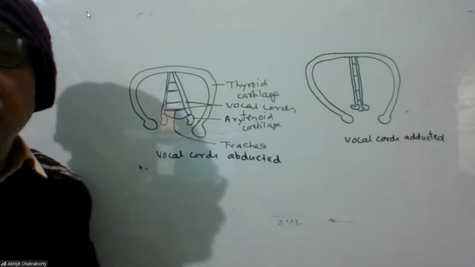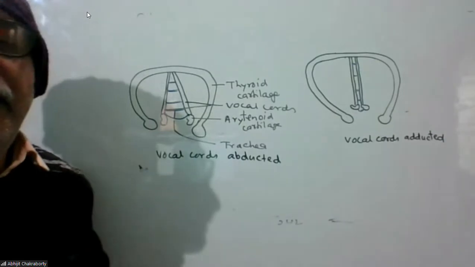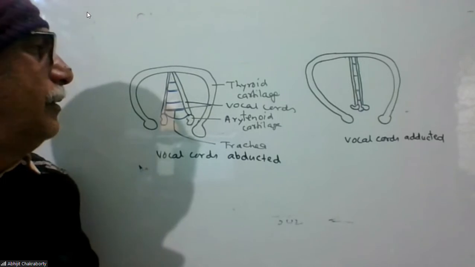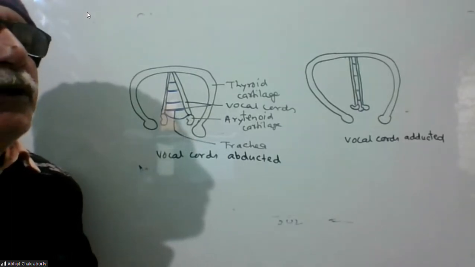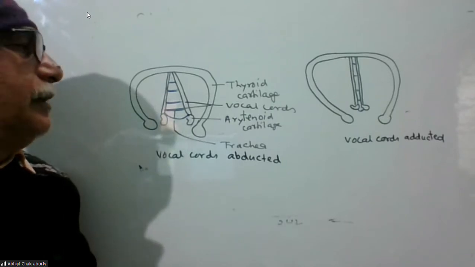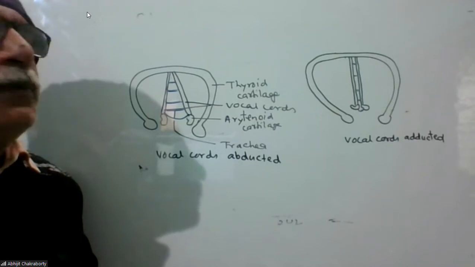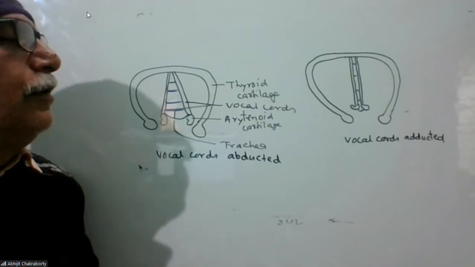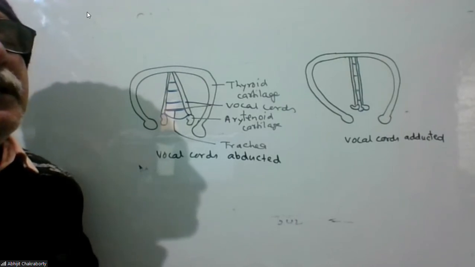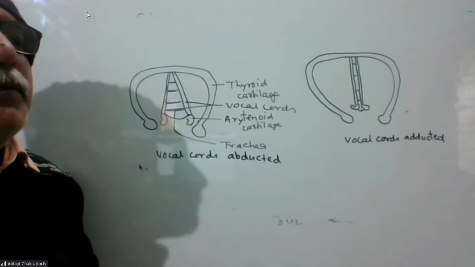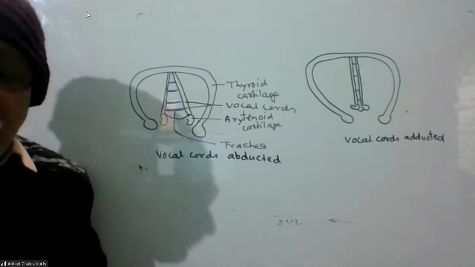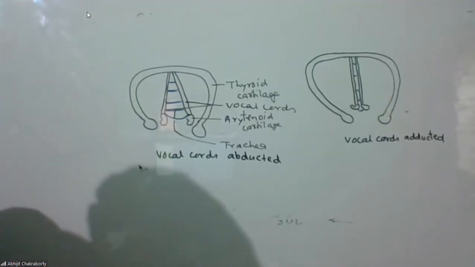Is it clear to you? Yes, sir. Whenever we are not going to talk, two cords are found away from each other. But whenever we have to speak, two cords are closer to each other, so that while air is passing through it, this air causes vibration of these two cords, and as a result sound is produced. Clear now? Yes, sir.